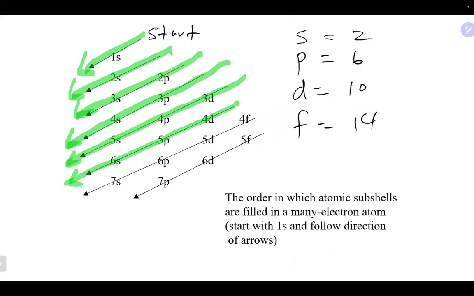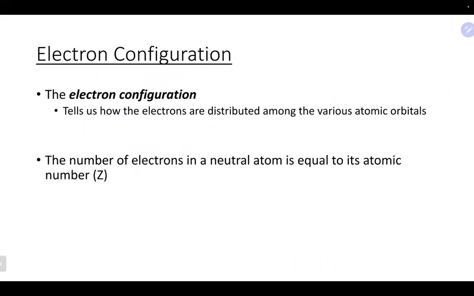So let's take a look here at electron configuration. We can write electron configuration by figuring out how many electrons an atom has. If the atom is neutral, it should have the exact same number of electrons as protons, which is the atomic number that you can get from the periodic table.